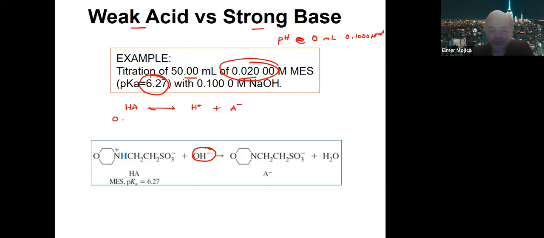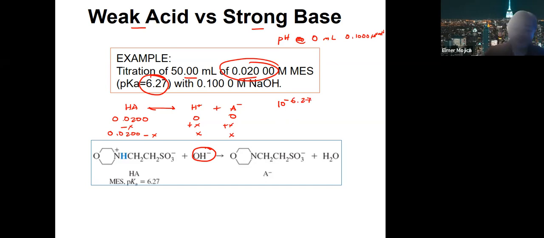So what do you have here? 0.020. You have 0, 0, and then you have minus X, plus X, and plus X. So this is equals to 0.020 minus X, and then X, and X. Now you have to get the Ka, so that's just 10 raised to negative 6.27. Once you get that value, that is equals to X times X over 0.020 minus X.